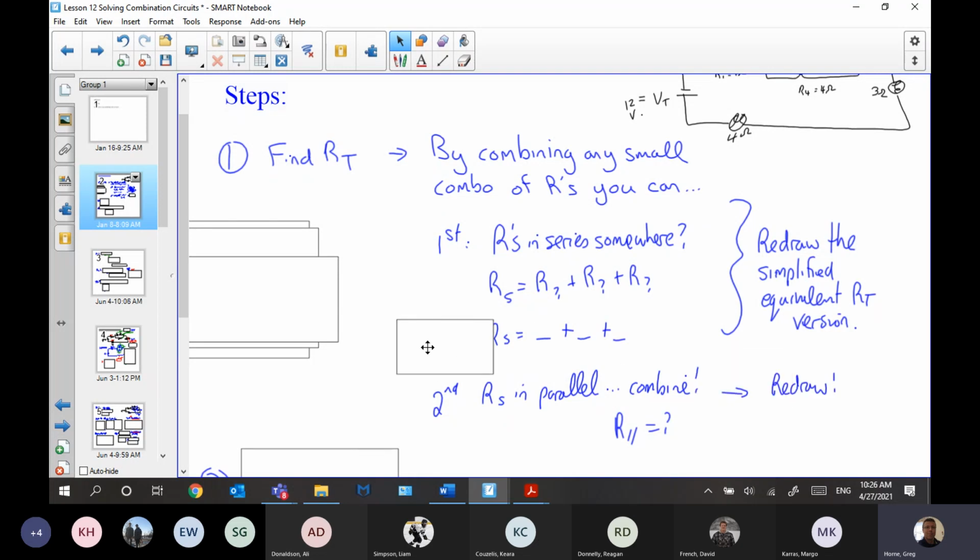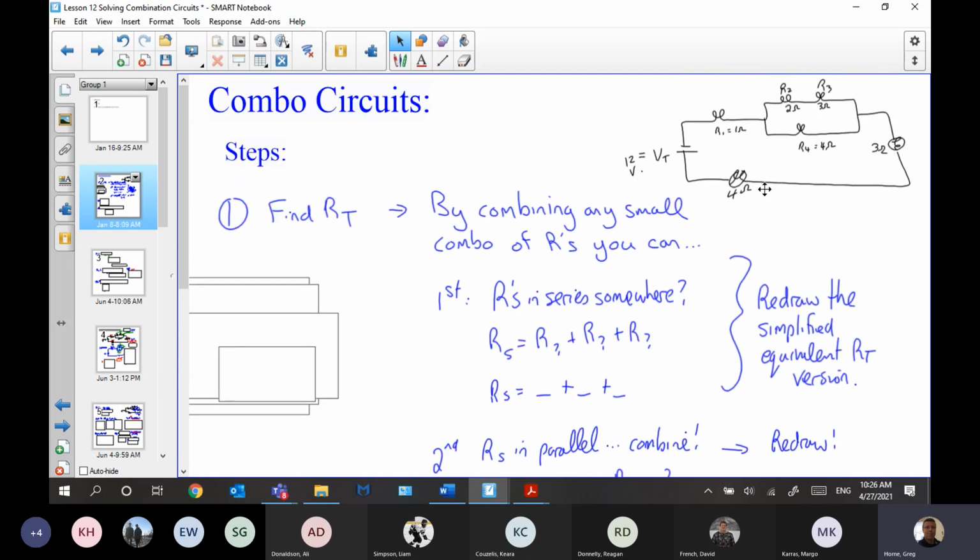If you said, okay, these two are in series, for example, so we're going to add them and get 5 ohms, we could redraw the whole circuit with a 5 ohm resistor there. Maybe not worth it. Maybe you do multiple steps and redraw. For example, the 1, the 3, and the 4 are in series, so you can add those.